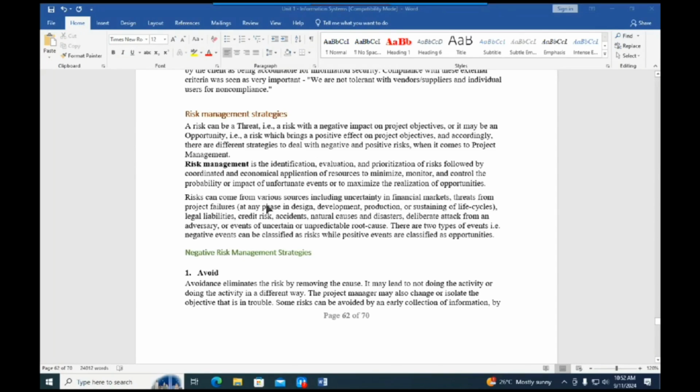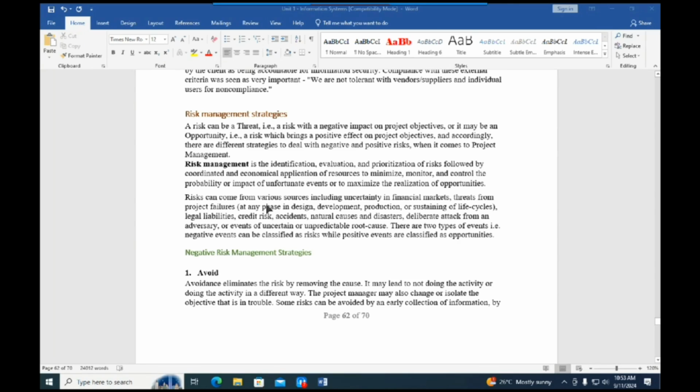So what is risk management then? Since we have seen there are risks in information systems, and we need to employ risk management strategies to handle these risks, what is risk management? Risk management is basically the identification, evaluation, and prioritization of tasks, followed by the coordinated and economical application of resources to minimize, monitor, and control the probability or impact of unfortunate events, or to maximize the realization of opportunities.